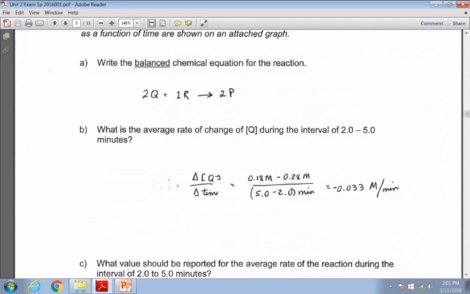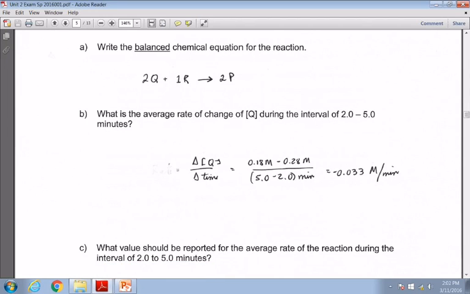And then this one right here, B, it said go ahead and find the curve for Q. Look at that curve between 2 and 5 minutes. Come up with the change in molar concentration and divide it by the time to get the rate. So that's the rate of change of Q.